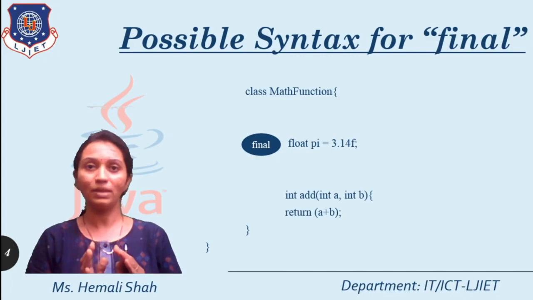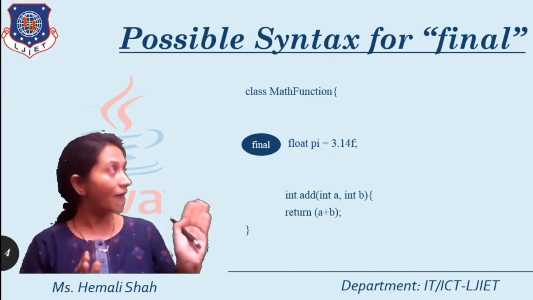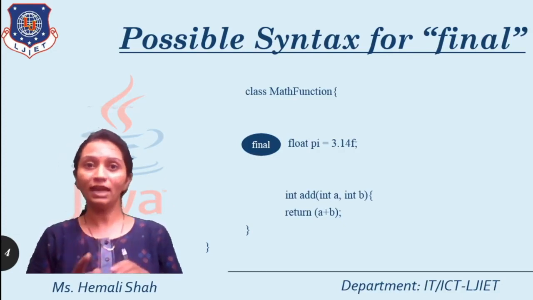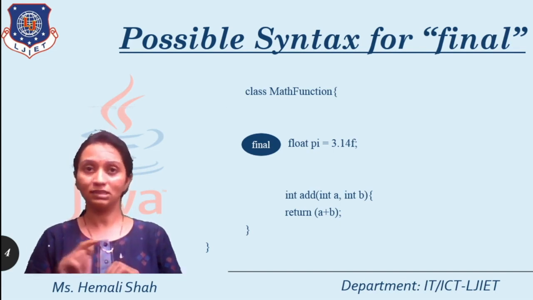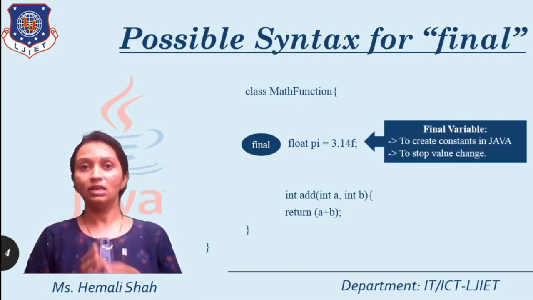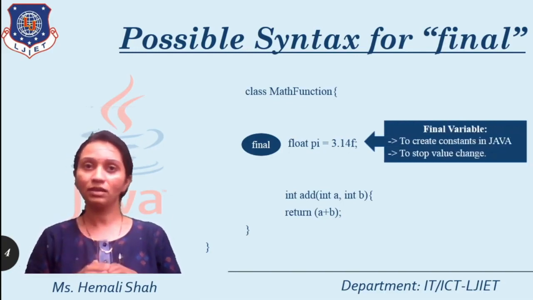Say for example, float pi equals 3.14. Before declaring this, just use the final keyword. Now, what is the use of this final variable? The use of this final variable is to create a constant, and now you cannot change the value of this variable. That means this value is fixed.